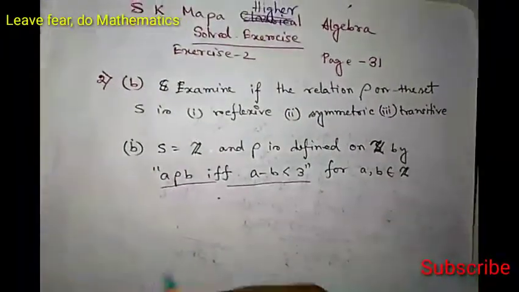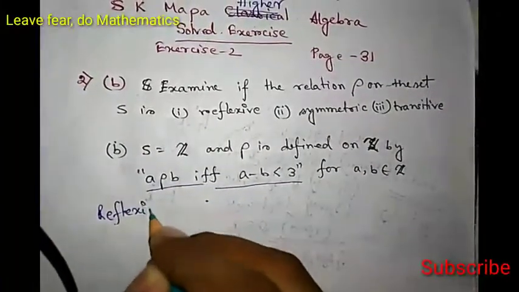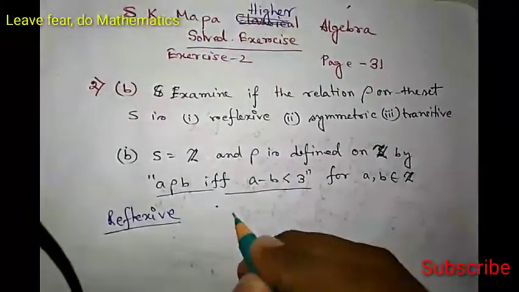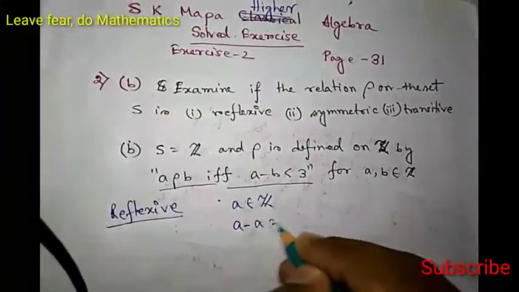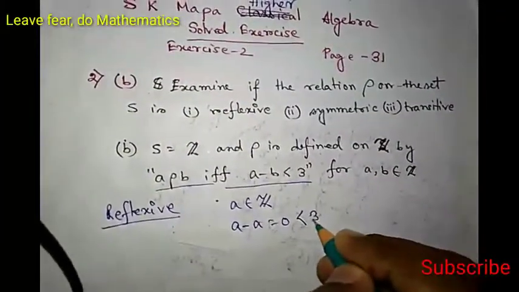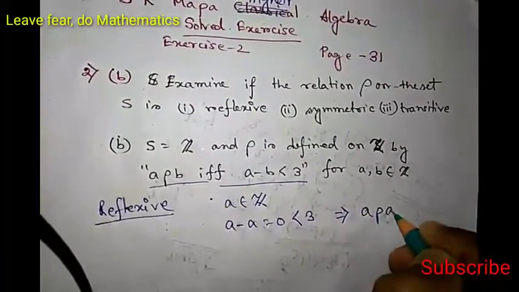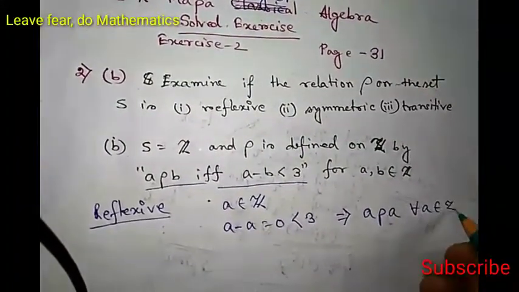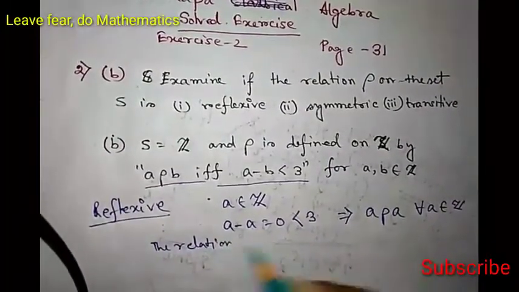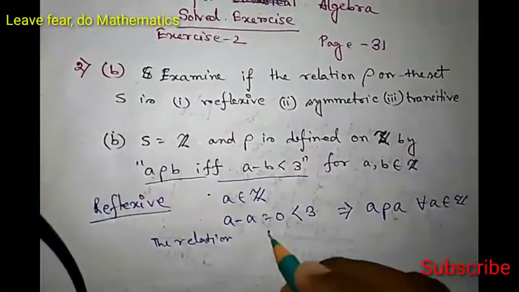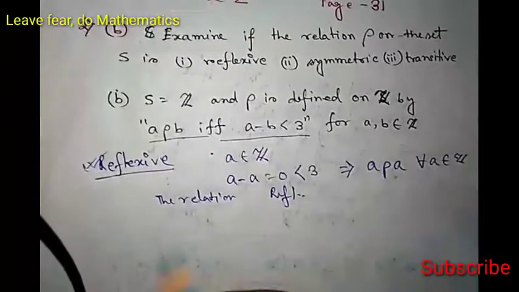Now clearly, first let us check reflexivity. Reflexive or not. Let a be any integer, that is, a belongs to Z. Then clearly a minus a equals 0, and 0 is strictly less than 3. So this implies a is related to a for all a belongs to Z. So the relation is reflexive. So this is true. Now we will check symmetry.